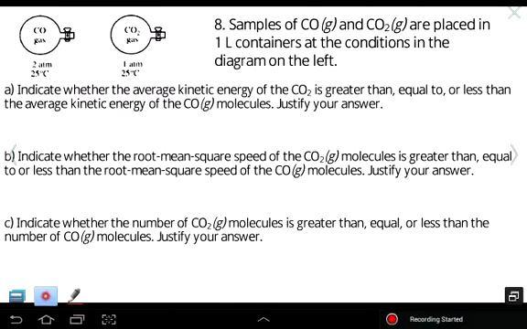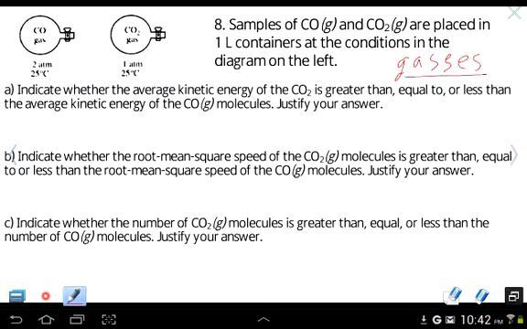AP Review Session, Lesson 6. In this lesson we'll take a look at some free response questions dealing with gases. In the previous lesson we looked at some multiple choice questions.